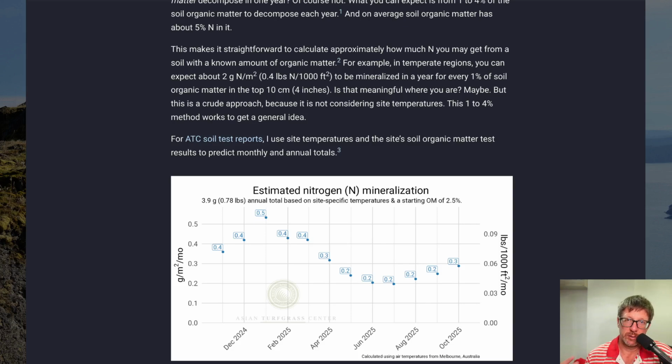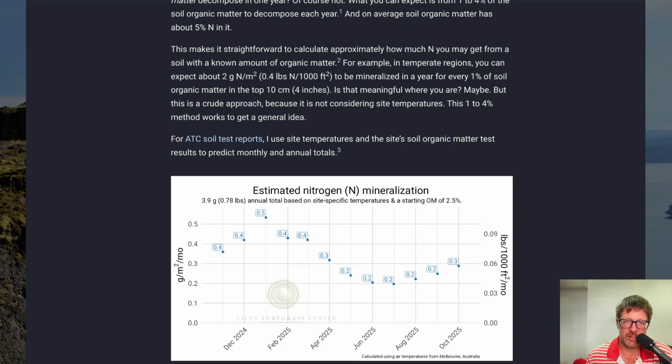If you have 2% organic matter in your soil, then you could expect about 0.8 pounds per 1,000 square feet, or 4 grams of nitrogen per square meter, or 40 kilograms of nitrogen per hectare.